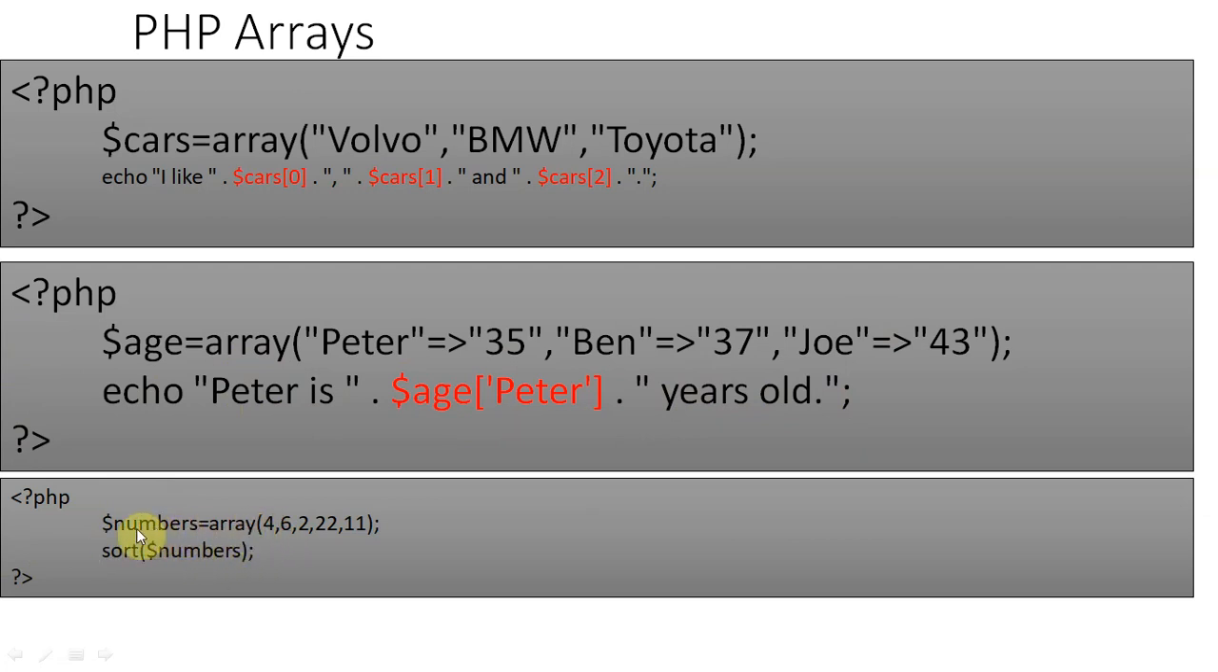This is a type of array, and we can use functions also with an array. Here numbers is an array, and in this array we have 4, 6, 2, 22, 11, and we will sort it by sort numbers. By this we will sort these numbers, so all the numbers will be sorted. Numbers is the array, and all these numbers will be sorted by this command, sort numbers.